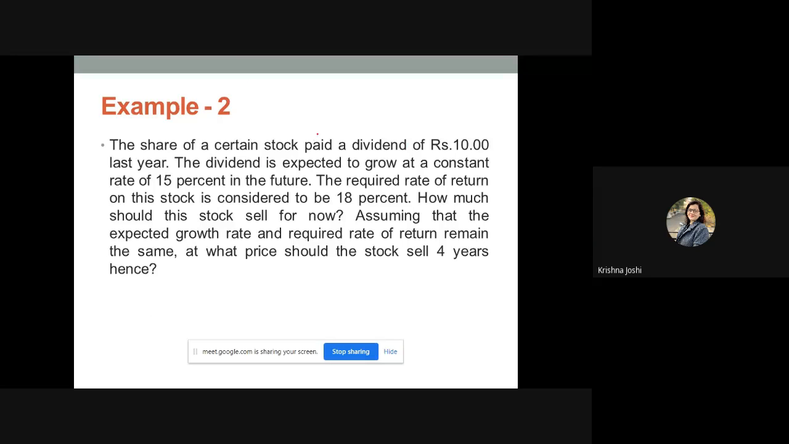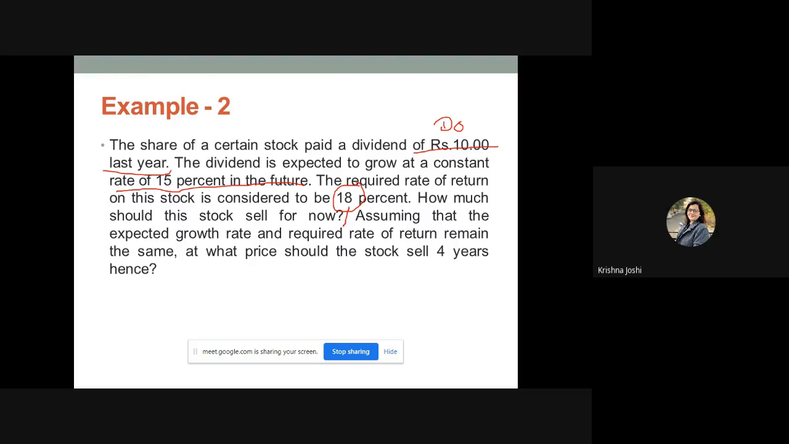The share of a certain stock paid a dividend of ₹10. ये क्या है? Last year, right? So this must be what? This is D0. Simple, right? The dividend is expected to grow at which rate? What is the growth rate? 15%. So matlab 10 ka 15% you will have to add to find the D1. The required rate of return is what? 18%. Right. Now, how much should this stock sell for now?